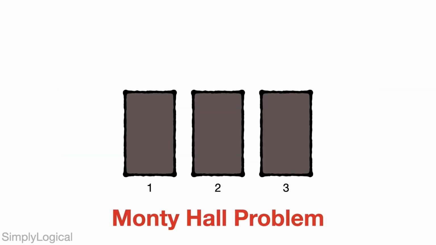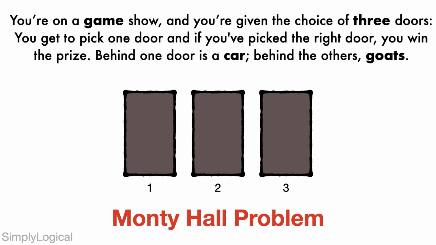Monty Hall was the host of a game show called Let's Make a Deal, on which this puzzle is based. The puzzle states that you are on a game show and you are given the choice of 3 doors. You get to pick one door, and if you have picked the right door, you win the prize. Behind one door is a car, behind the others, goats.